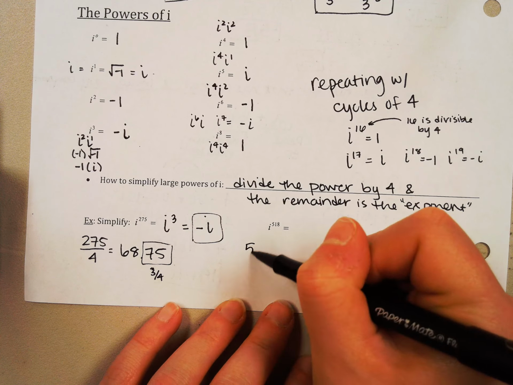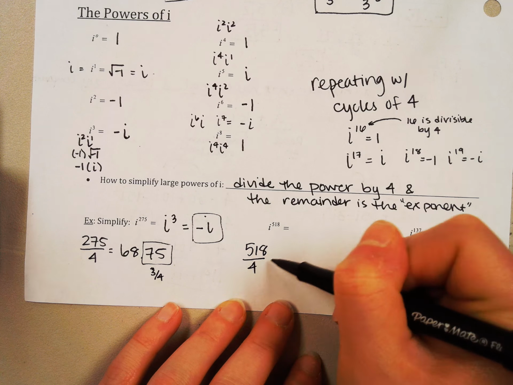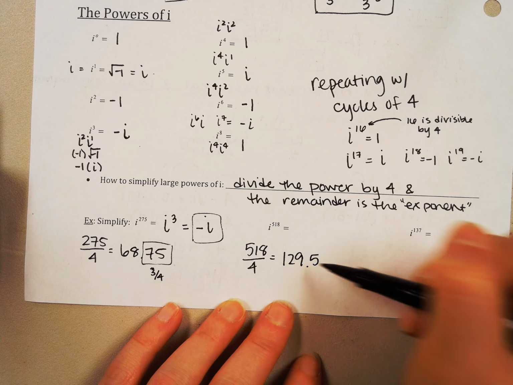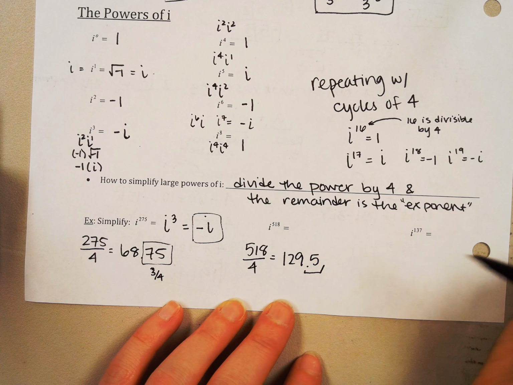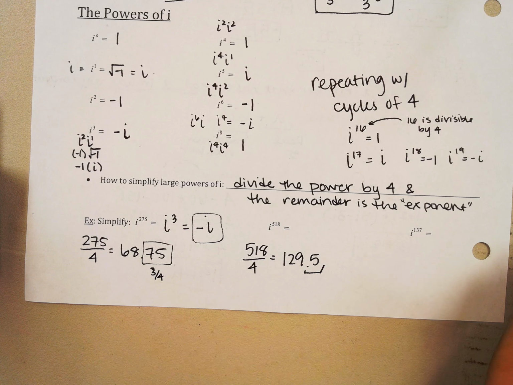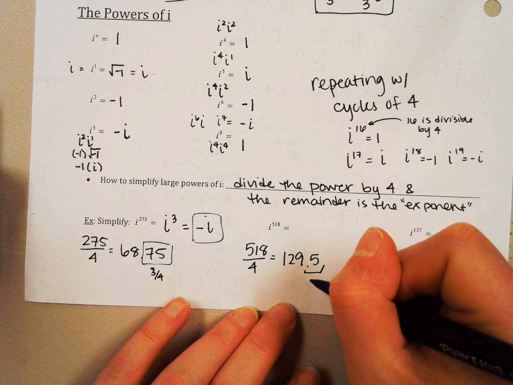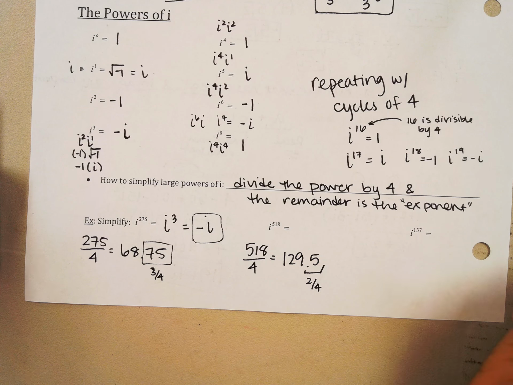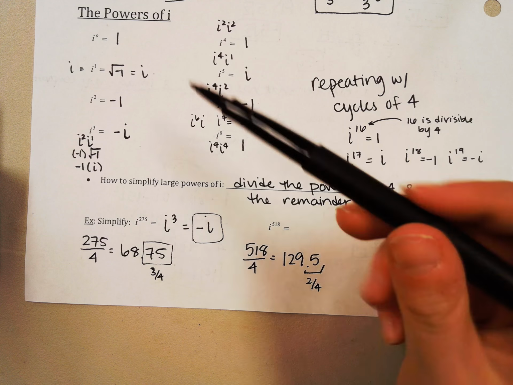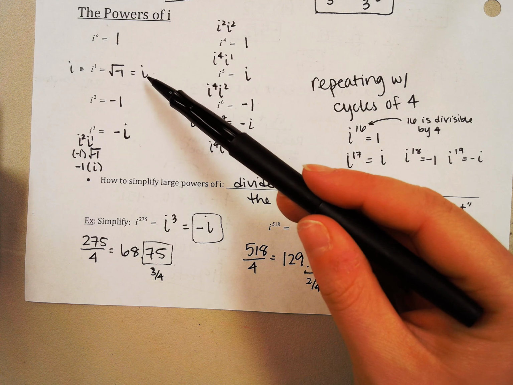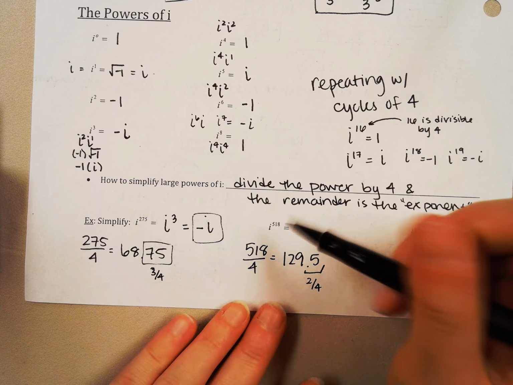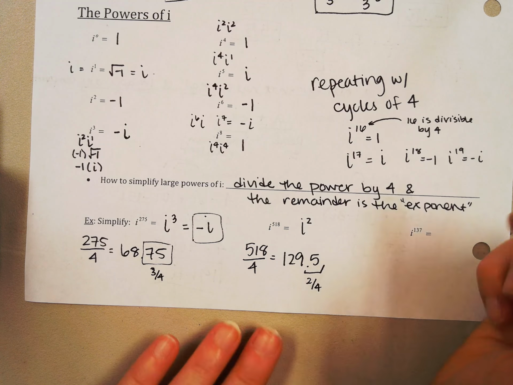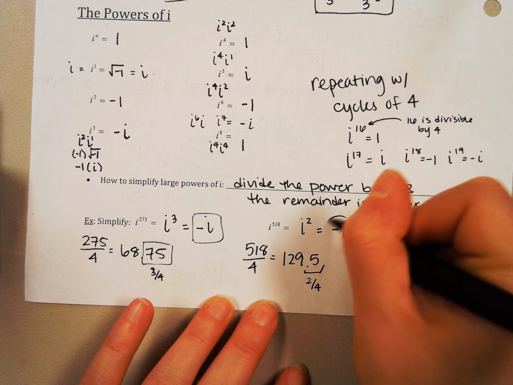So 518, we divide it by 4. We get 129.5. Remember, the 0.5 means it doesn't go in evenly, but this 0.5 is going to be 1/2 or 2/4 of the way through our cycle. So if we start with i to the 1st as our first part of our cycle, then i squared is going to be the second part of our cycle. So this would be equivalent to i squared, which we know is just -1.